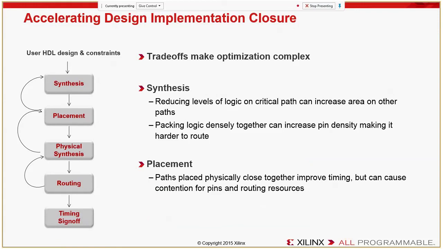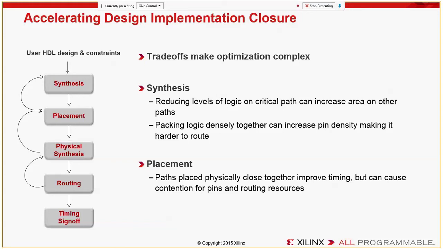A very important point to note is that trade-offs make the optimization problem very complex. For example, in synthesis, reducing the levels of logic on the critical path can increase area on other paths. Increasing area makes the placement problem more complex. It makes it harder to optimize wire length and therefore congestion. It can also sometimes make it harder to meet timing if synthesis has not accurately estimated which path is critical. The other trade-off in synthesis is that packing logic densely together to improve area can increase pin density, making it harder to route the design. During placement, we would like to place parts physically close together to improve timing, but this can cause contention for pins and routing resources, and therefore increase the congestion on the design and make it harder to route.